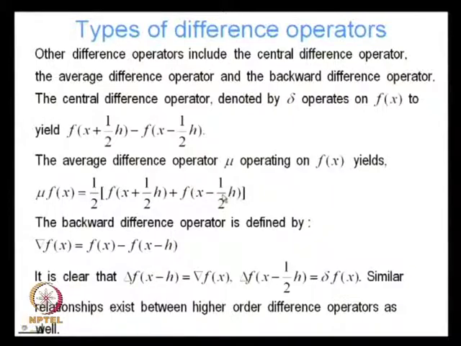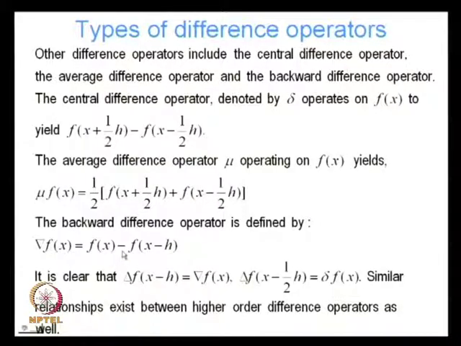So at x I take half a step forward, I take half a step back, I evaluate the functions at those locations, I take the average of that, and I say that is the result of my average difference operator, right? The backward difference operator, on the other hand, which I have denoted by this nabla sign, nabla f of x is equal to f of x minus f of x minus h. So I am looking back now, right? Instead of looking at x plus h, I am looking at x minus h.